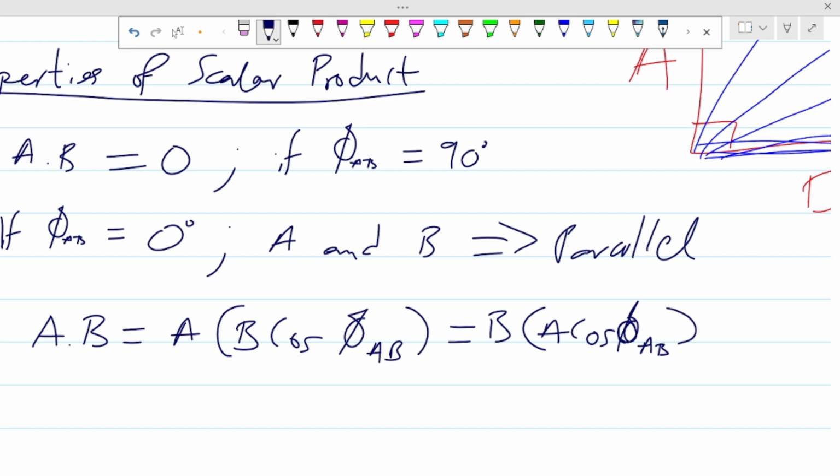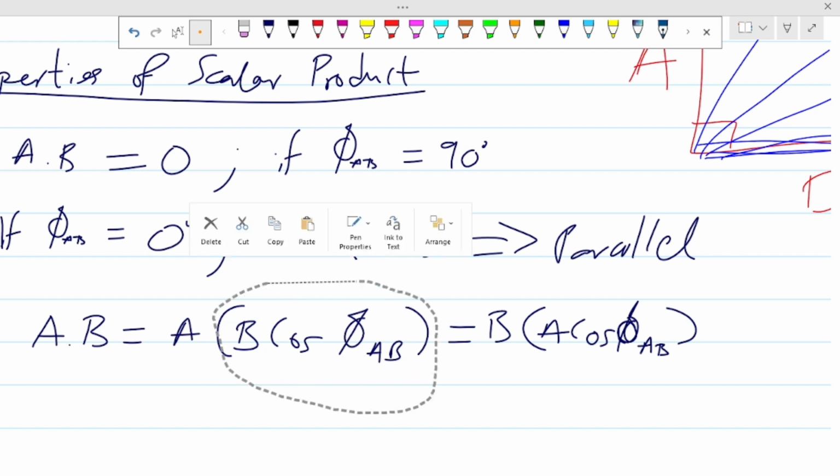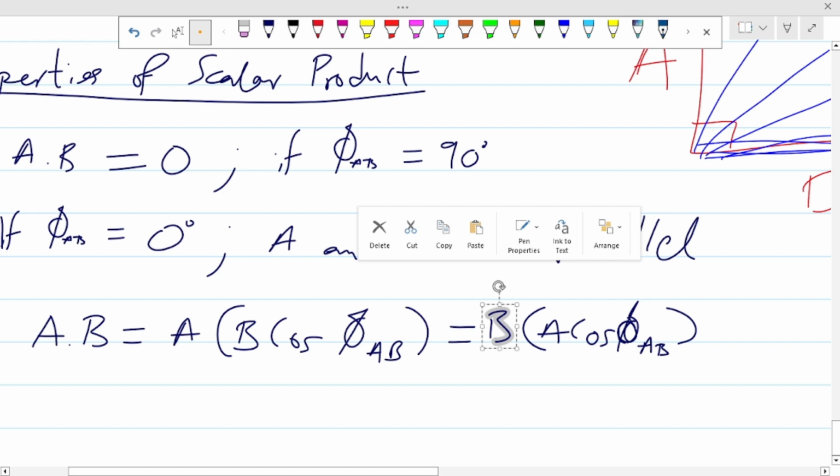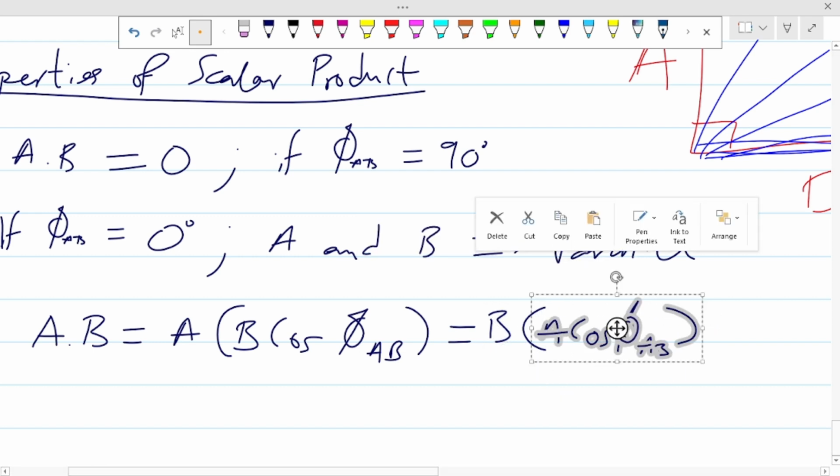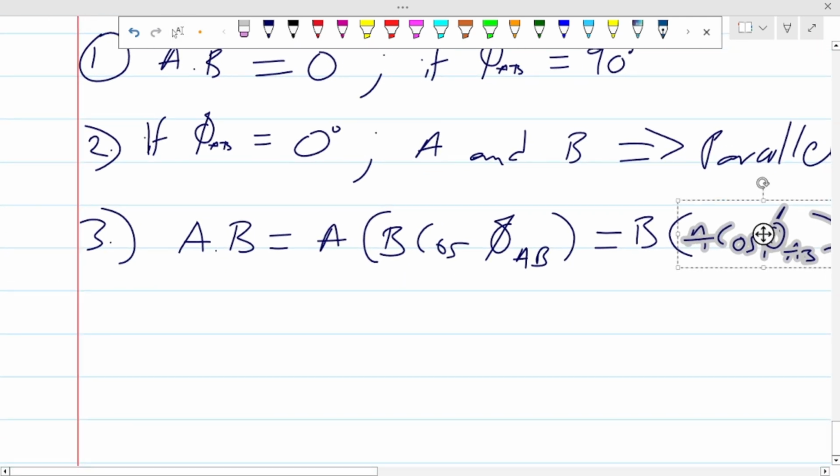So we can mean this or this. So the magnitude of vector A and the magnitude of the projection of vector B on A, or we have the magnitude of vector B and then the magnitude of the projection of vector A on B. So we can have it either way, same thing. So that's for the third property.